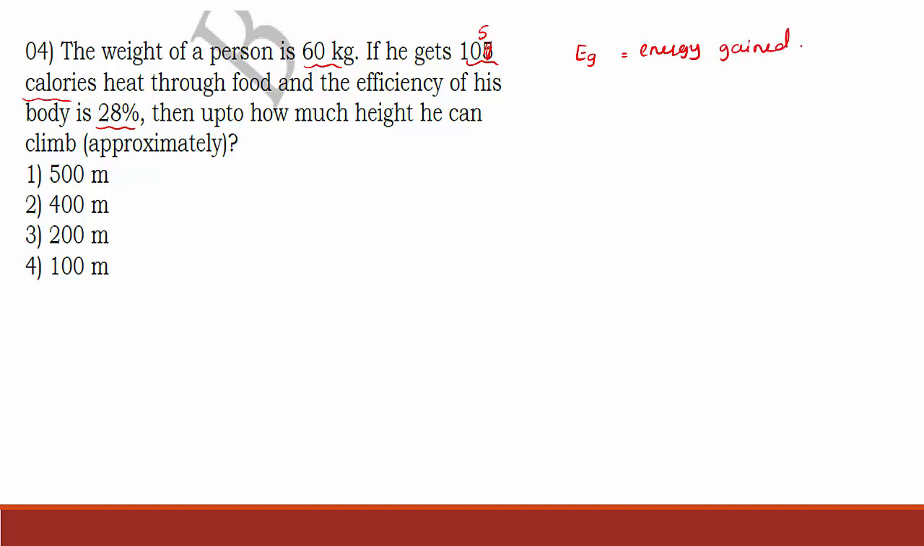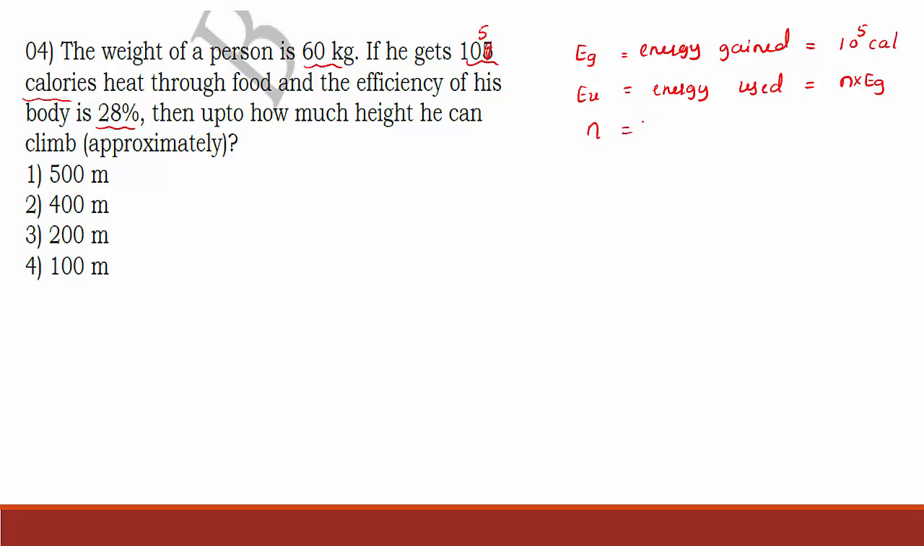How much energy is gained by the person? He gets 10 raised to 5 calories heat through the food. So we can write 10 raised to 5 calorie is energy gained. Then second point I am going to use, how much energy is used. Let us write it as EU. EU indicates energy used by the person. We don't know the value of N, so let us take N amount of energy is used by the person.